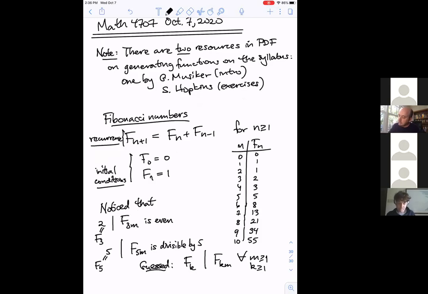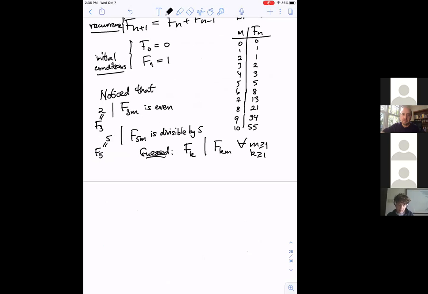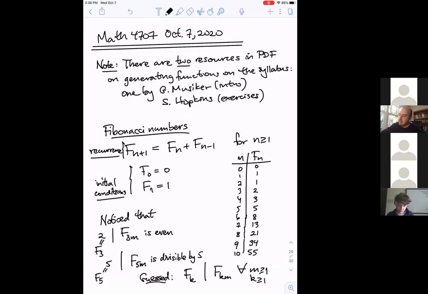And so we were in the midst of proving that. Sorry, let me go a little too fast there. Any questions on what I just wrote on this review on the front page? So we were proving that, right? Theorem: Fk divides Fkm for k and m greater than or equal to 1.